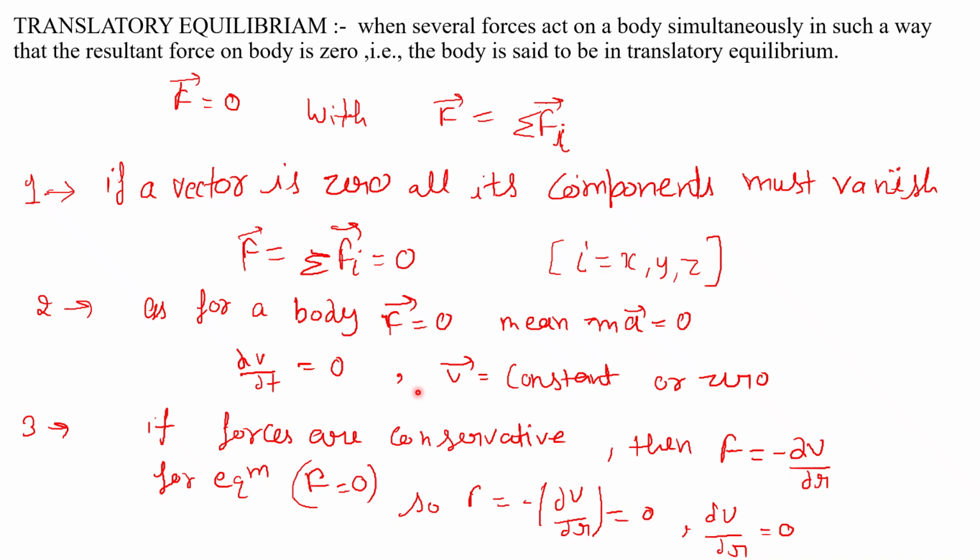Third, if the forces are conservative, then as for a conservative force, F is equal to minus dU by dr, and for equilibrium, F is equal to 0. That is, dU by dr is equal to 0. That is, in a conservative field, at equilibrium the potential energy is optimum. That is, in equilibrium the potential energy is maximum or minimum or constant.